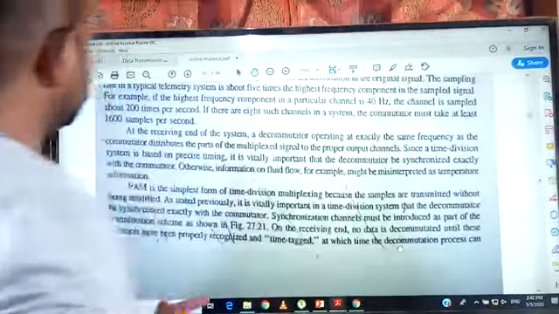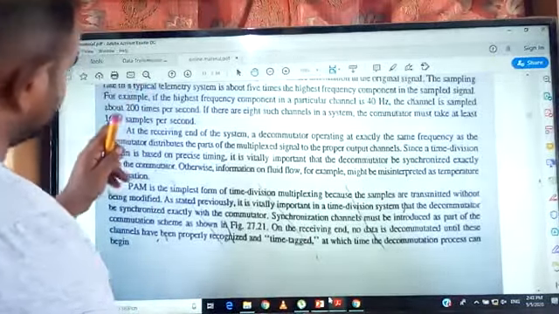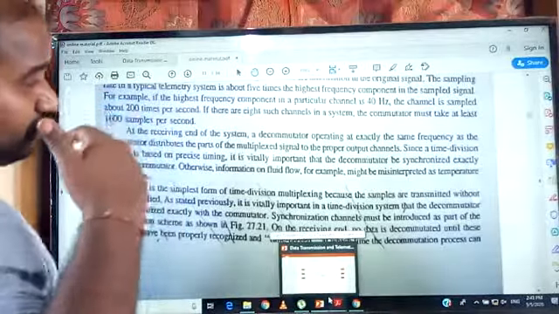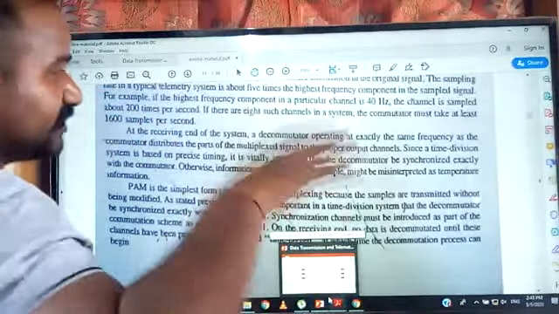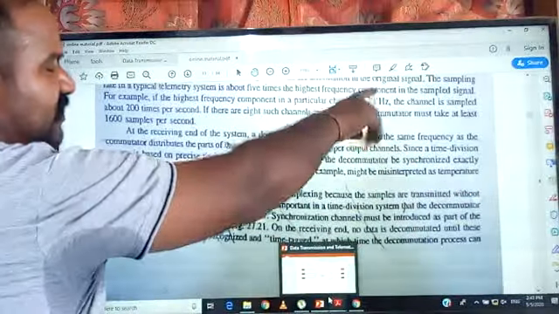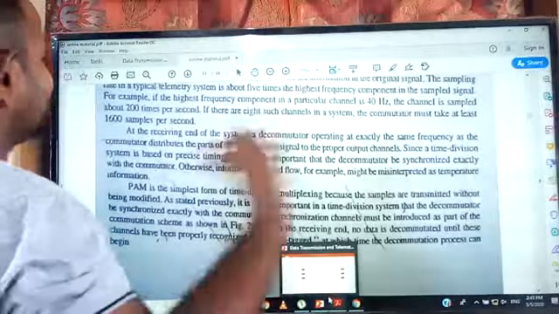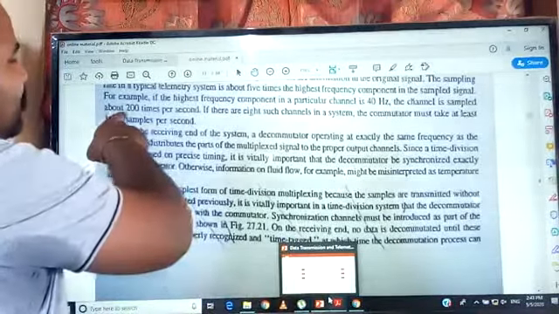It is going to be 200 times, meaning this signal is going to be sampled. If I am taking multiple channels, and in those channels one channel has a highest frequency of 40 Hertz, the channel information is changing with a frequency of 40 Hertz, then the sampling is going to be done 200 times per second.